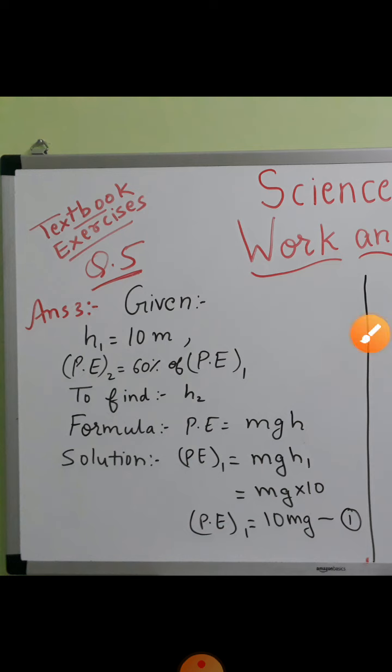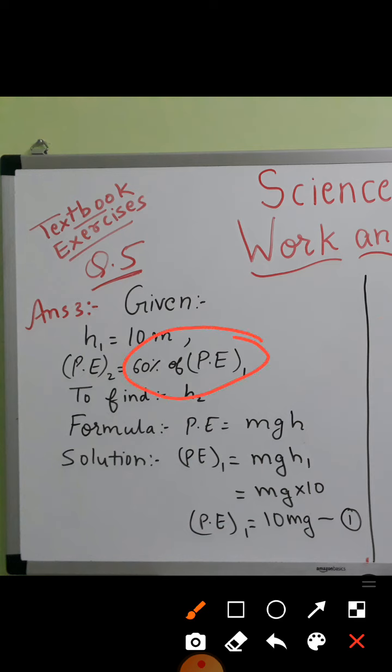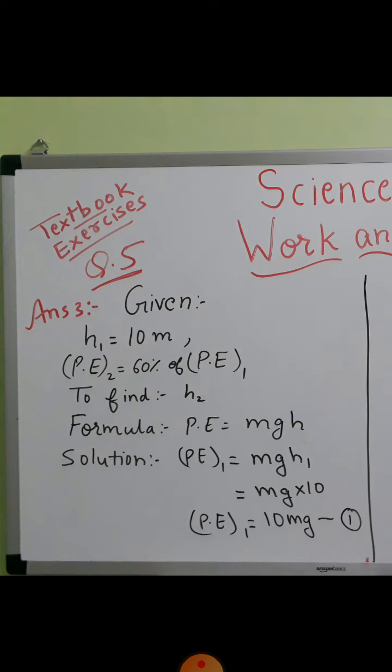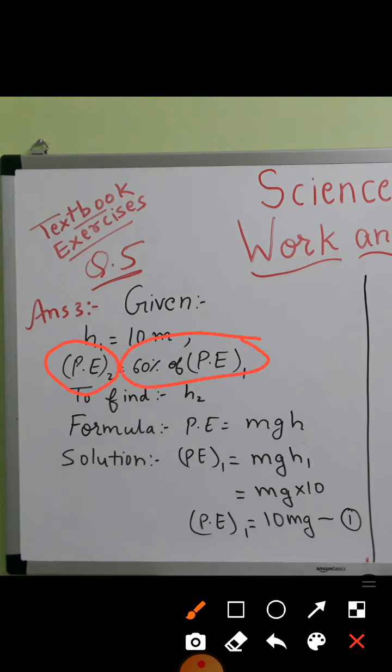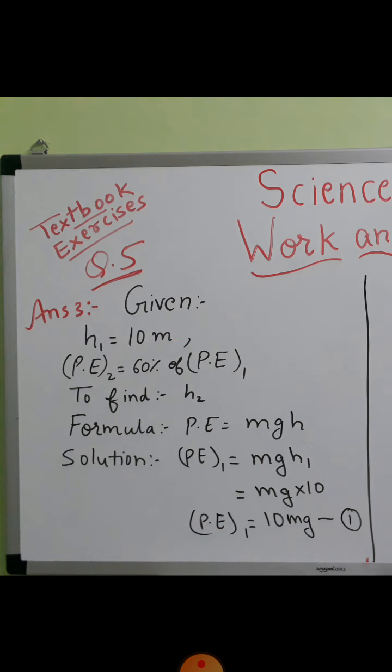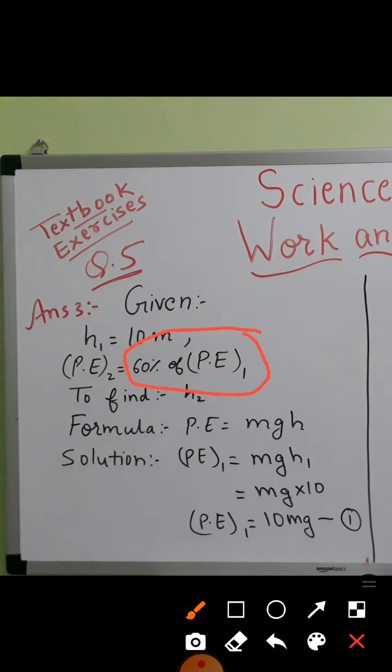That's why remaining is what? 60% of the first one, because initially that energy was 100%. So after reducing 40%, it is 60% remaining. 100 minus 40, 60. So therefore potential energy of the second case, that is when 40% is reduced, will become 60% of the first one. So potential energy 2 will become 60% of potential energy 1.